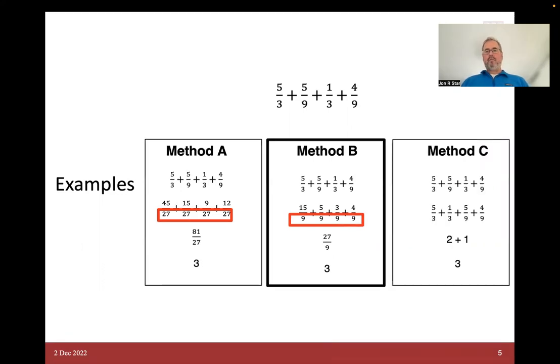And then a third method, which I call method C, is to recognize that if you switch the order of the second and the third terms, then you would end up with two very easy to add fractions that make the problem much simpler to do.